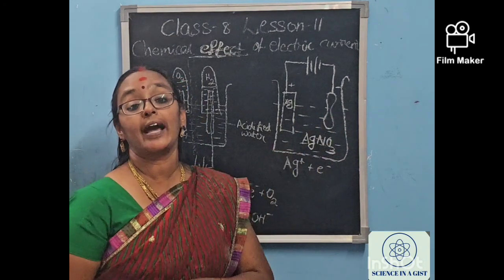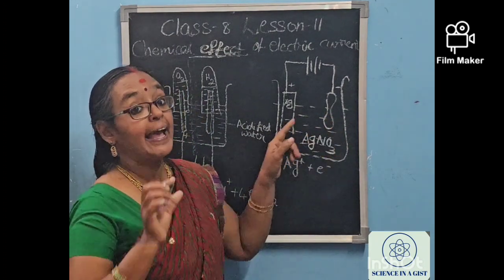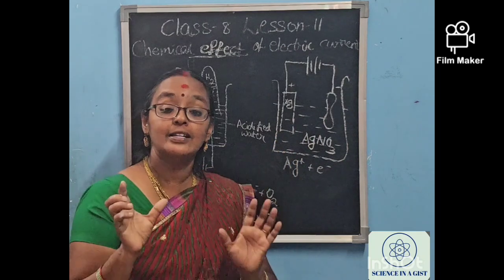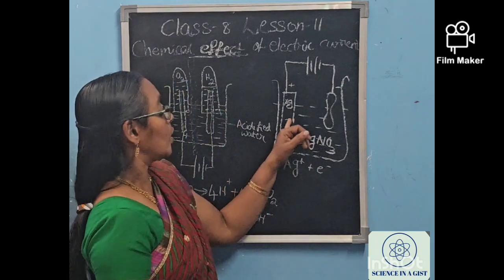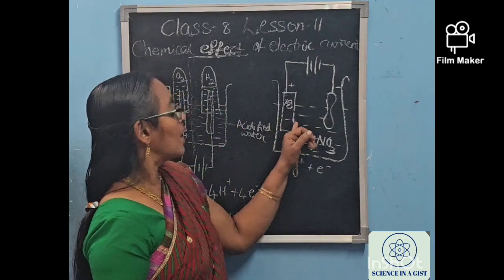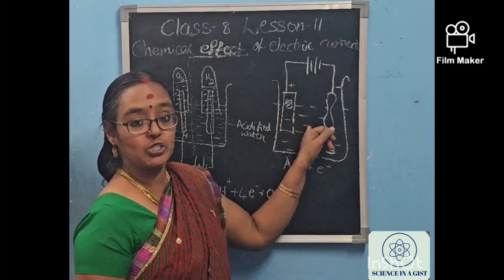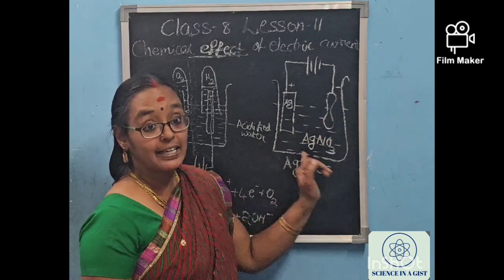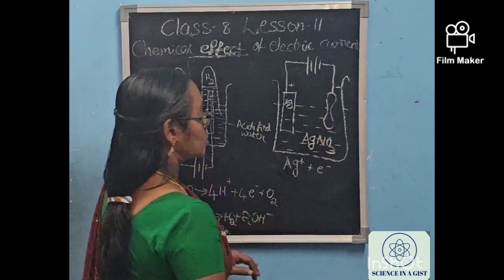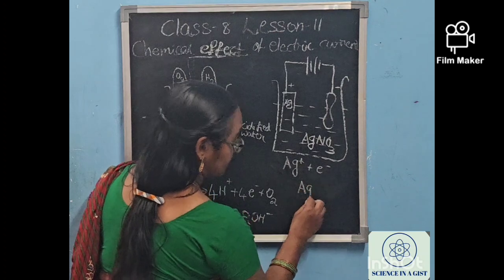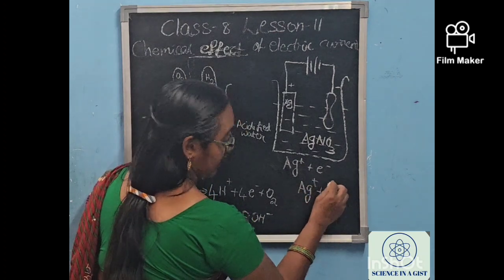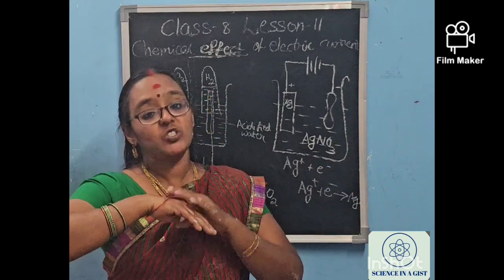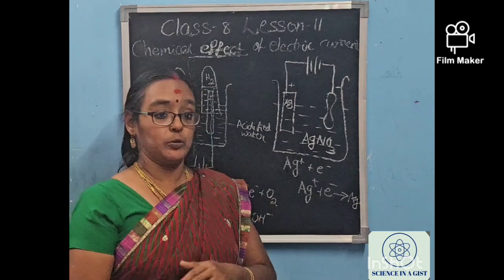Why is it attaching to the cathode? Because cathode has a negative charge, isn't it? So the positive charge will always have the tendency to attach towards the negative charge. So Ag plus will move from this metal through this solution and gets deposited over the steel spoon as there is negative charge in the steel spoon. So Ag plus receives an electron over here and changes into Ag. So means what? Above the steel spoon, silver atoms start to deposit.